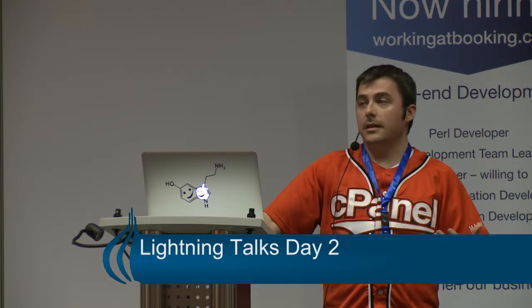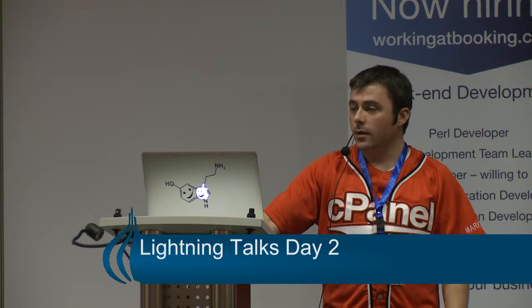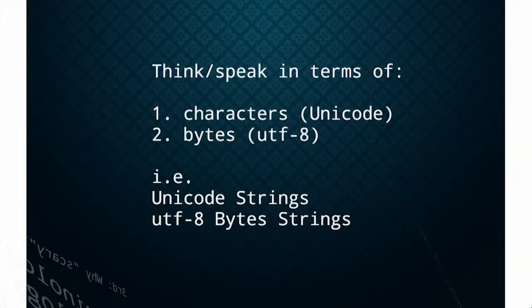So all of this combined leads to a lot of bad experiences, and then we have a lot of fear, uncertainty, and doubt. So what can we do about it? Simplify. What I like to do is think and speak in two terms. Think in characters, which is Unicode, and bytes, which is UTF-8. So whenever I'm doing documentation or speaking about it, I'll refer to something as a Unicode string, meaning I'm thinking of the actual characters. Or I might be speaking or writing about UTF-8 byte strings, so now I'm interested in the actual bytes that make it up, irrelevant of what the characters are.